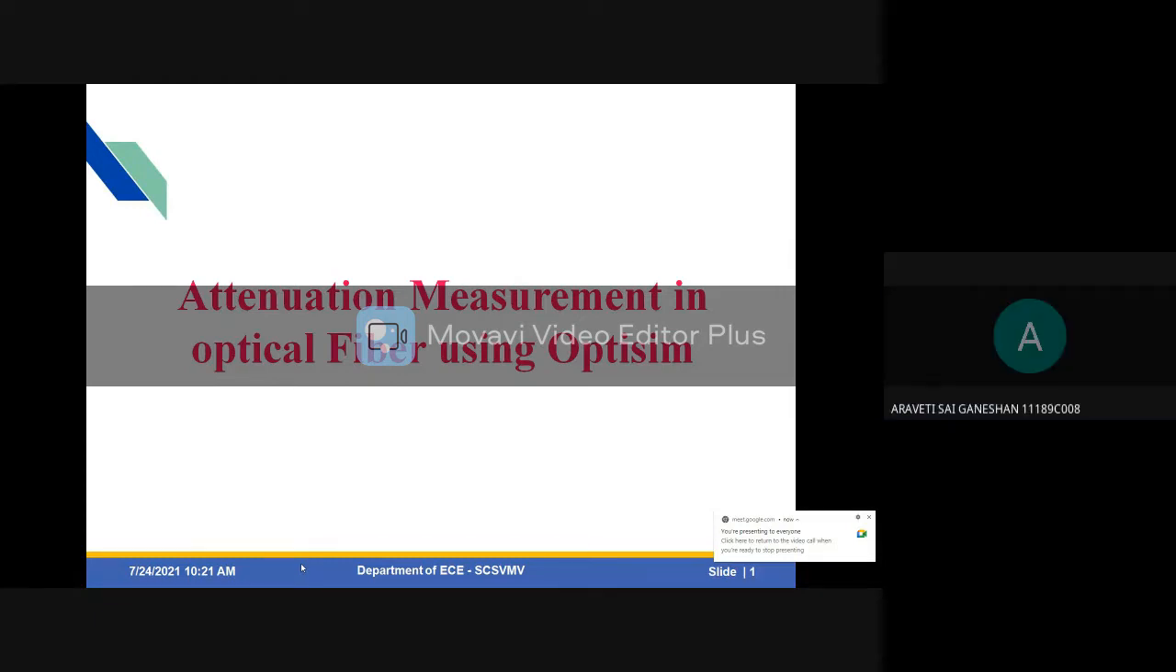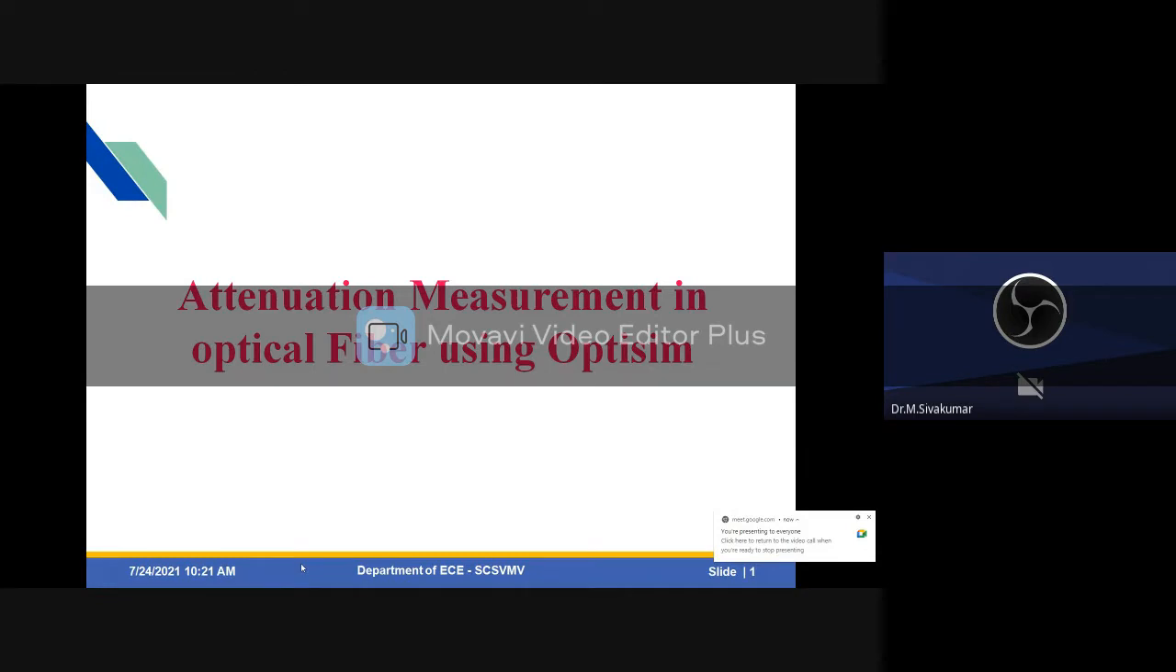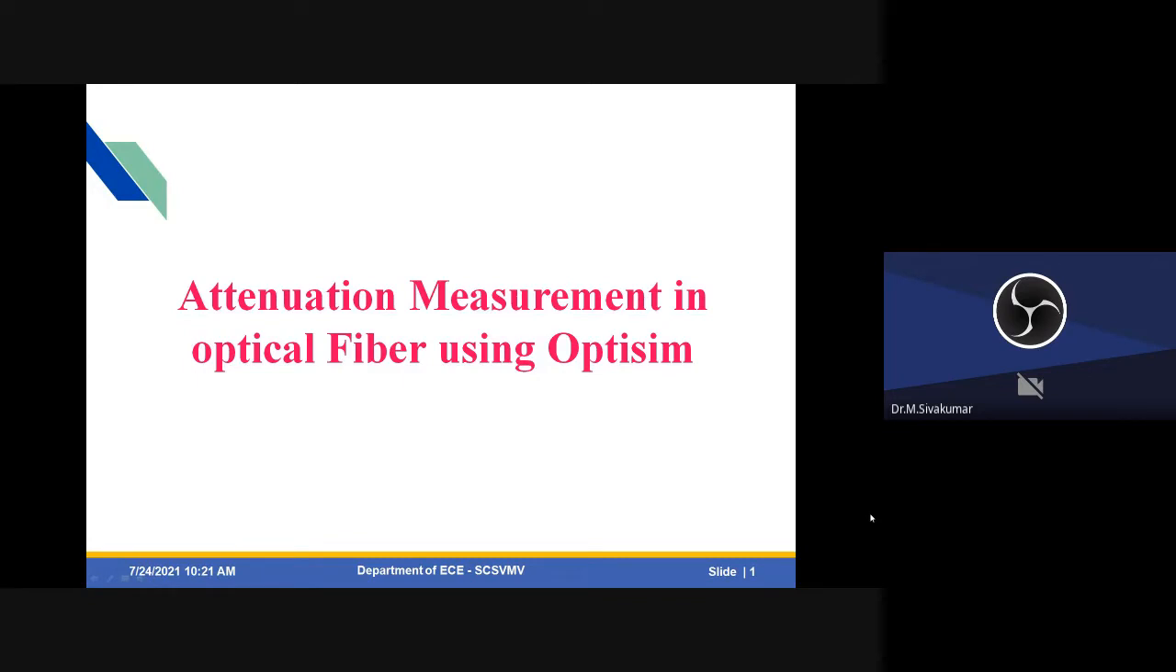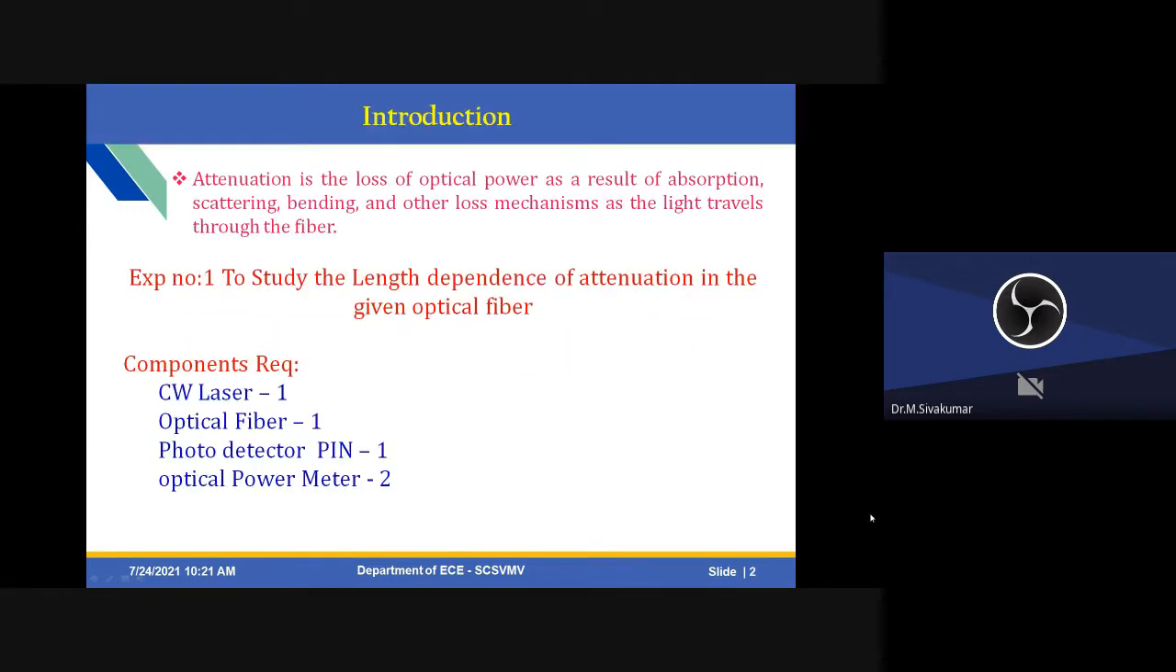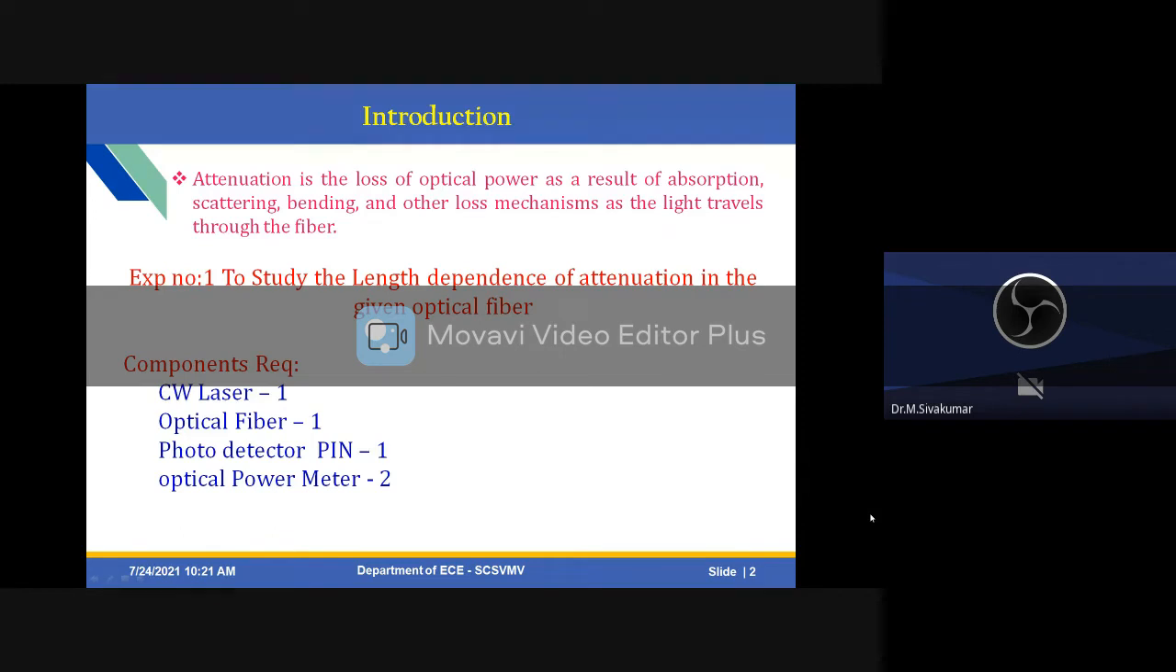Yes, sir. Okay, just write the title: attenuation measurement in optical fiber using this OptiSystem software. Attenuation measurement in optical fiber using OptiSystem. Okay, here is generally a small introduction about the attenuation.